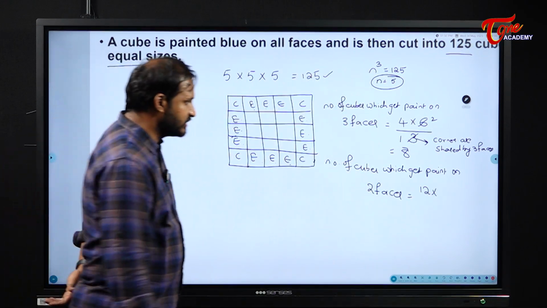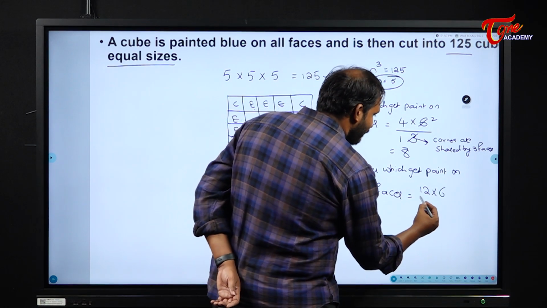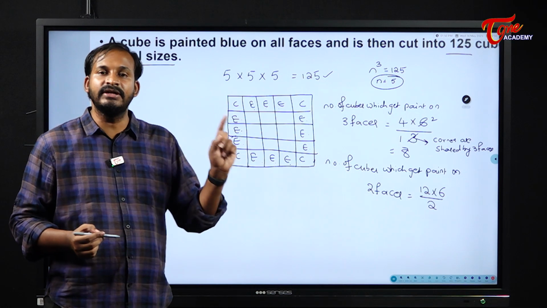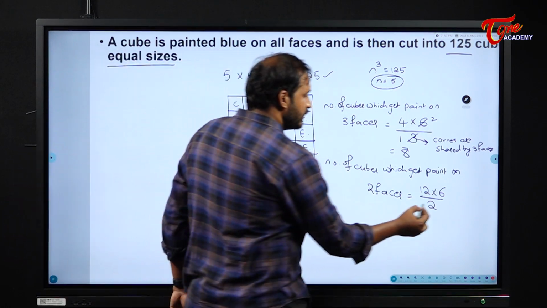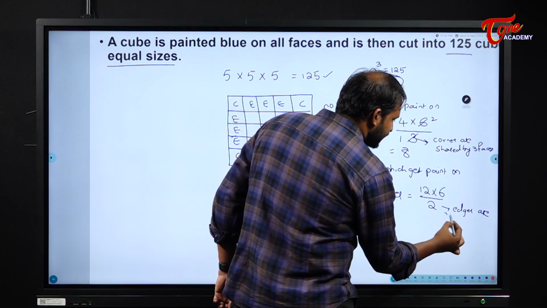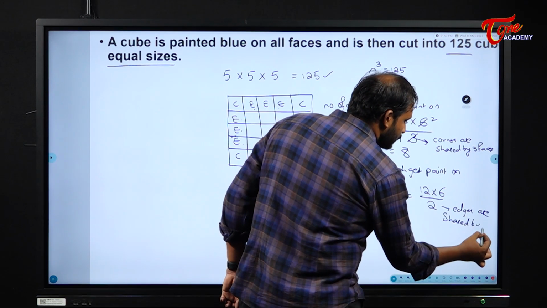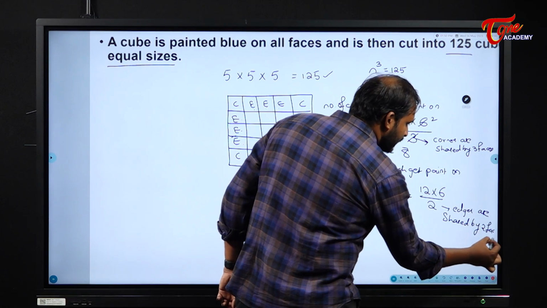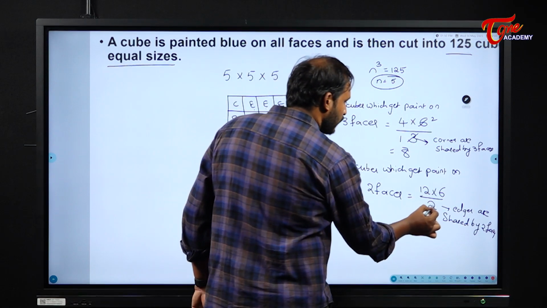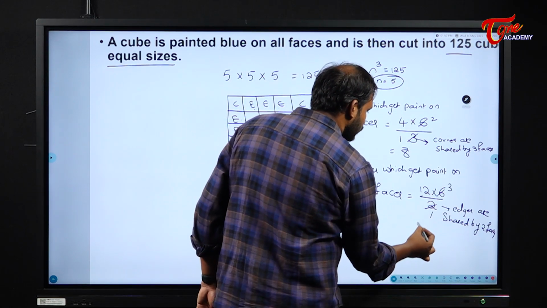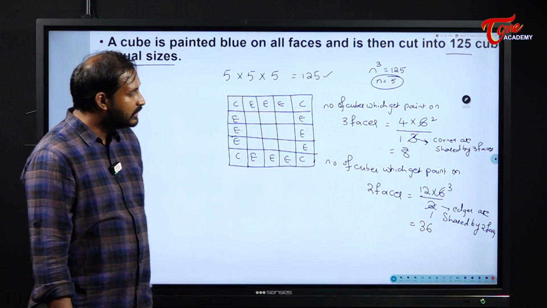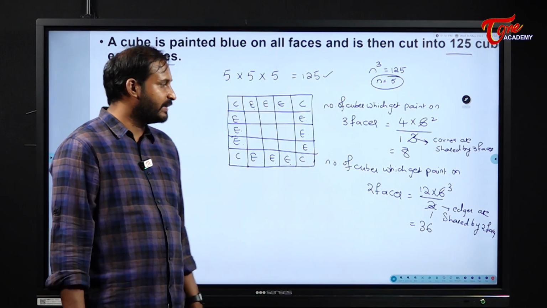In total I have 6 faces. 12 into 6 by 2. I will divide it by 2. What is the reason? The edges are shared between 2 faces. Edges are shared by 2 faces. That is the reason I am dividing it by 2. So 2 ones, 2 threes. So 12 threes are 36. So there will be 36 cubes which will get paint on 2 faces.